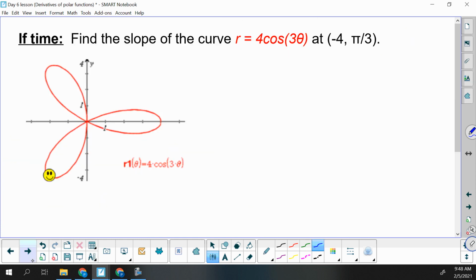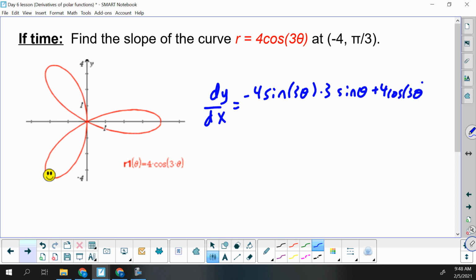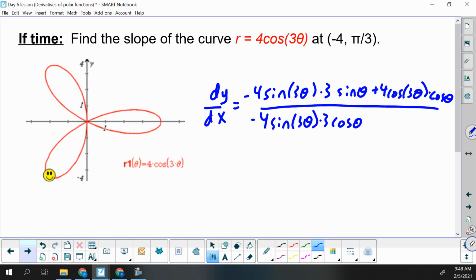One last one we're going to look at for today. So we want to find the slope of this curve at negative 4 comma pi over 3. Well, notice it's the same one that we used a second ago. So we had negative 4 sine 3 theta times 3 sine theta plus 4 cos 3 theta times cos theta over negative 4 sine 3 theta times 3 cos theta plus 4 cos 3 theta times negative sine theta.